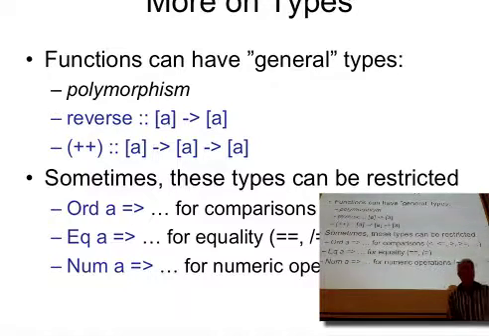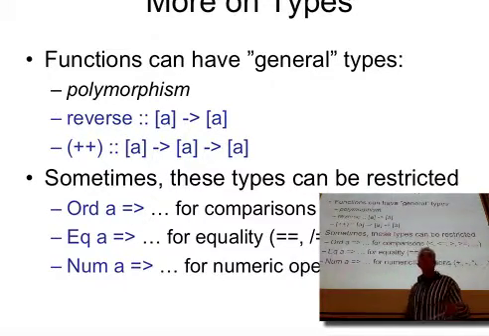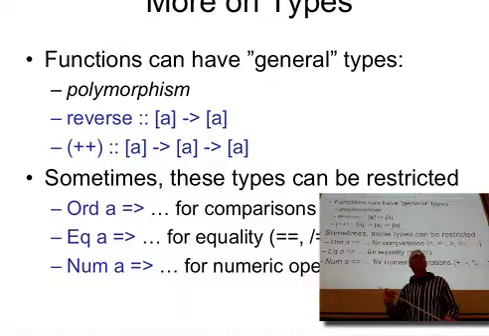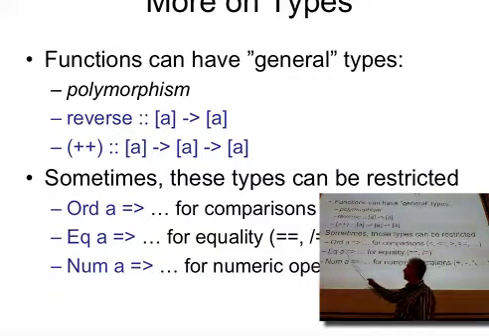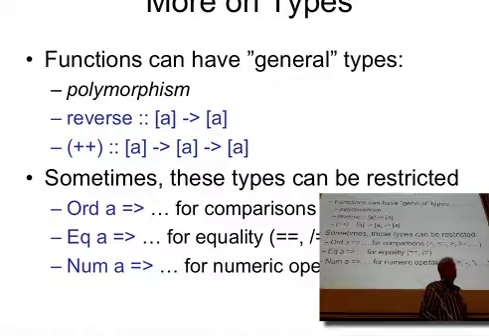Now, depending on the function you have, they can be polymorphic, but they can be constrained in some way. And these constraints are related to the notion of a class, which is a bit like an interface. So for example, if a function works for all types, providing that you can compare elements of that type, then you might have a constraint of this form, that it works for types A for which there is an ordering relation defined.